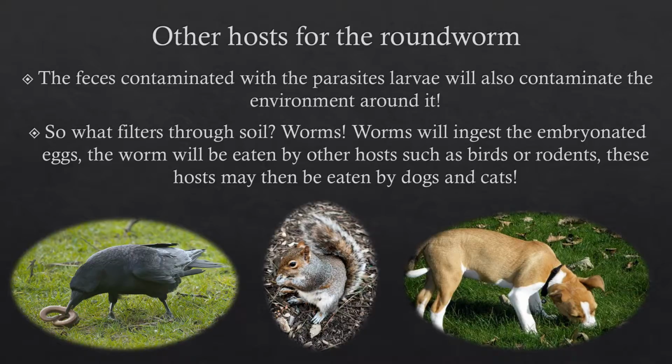Other hosts for the roundworm. The feces contaminated with the parasite's larva will also contaminate the environment around it. So, what filters through soil? The worms. Worms will ingest the embryonated eggs. The worm will be eaten by other hosts, such as birds or rodents, and these hosts may then be eaten by dogs and cats.